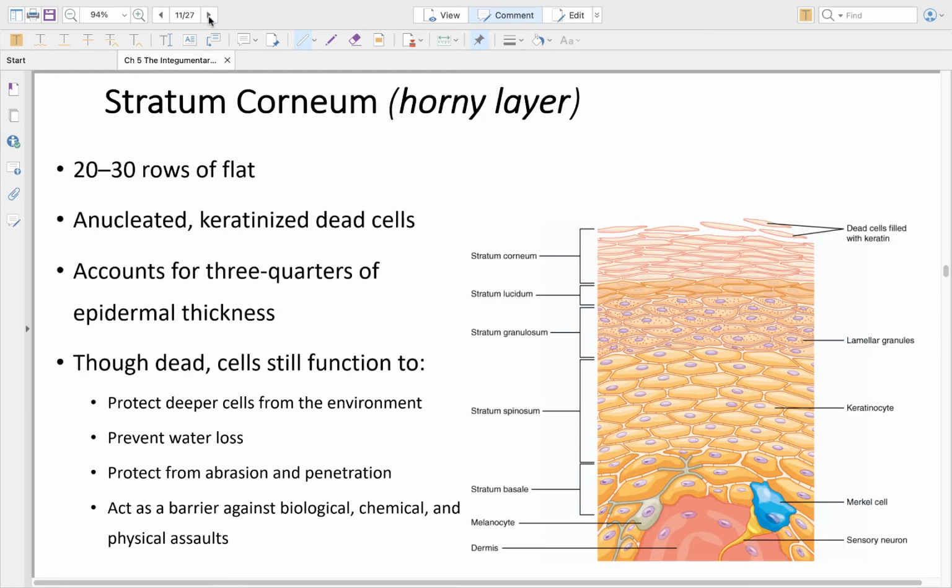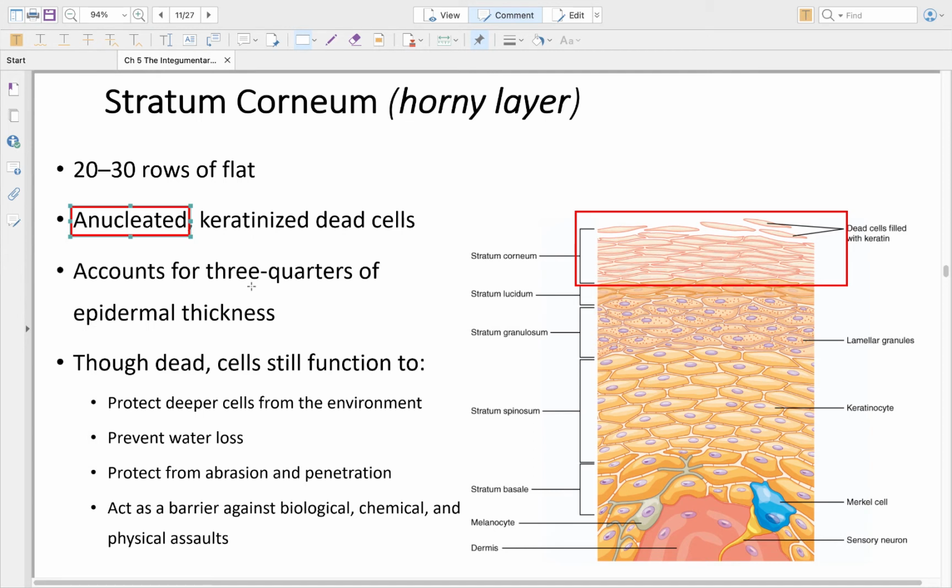Okay. Stratum corneum is the outermost layer. It's also referred to as the horny layer because of the shape of the cells and the appearance that they give under the microscope. Because some of them are flaking off, they look like little thorns. These are anywhere from 20 to 30 rows of flat, keratinized, anucleated dead cells. That's interesting that they're anucleated, meaning that these cells lack a nucleus.